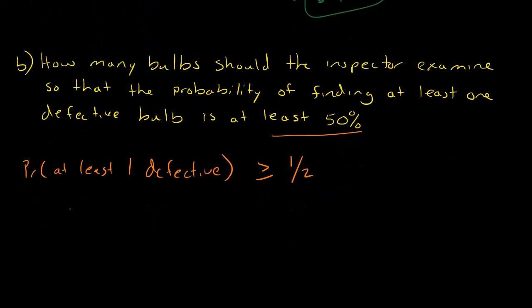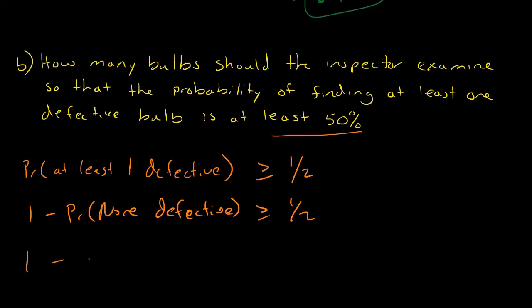So I can use the exact same formula. So I have 1 minus 18. This is still using the complement, so actually let me go and write that. That is 1 minus the probability of none defective, greater than or equal to 1/2. So 1 minus, and then none defective. So I have 18 that are not defective, and I don't know how many I'm choosing.